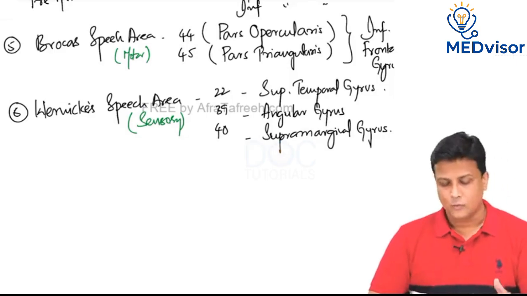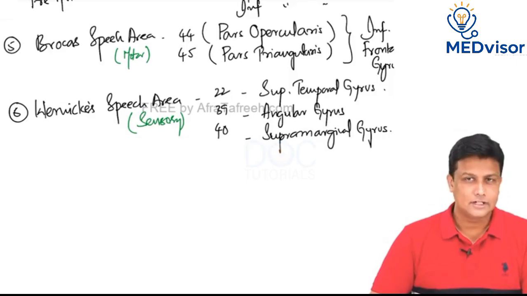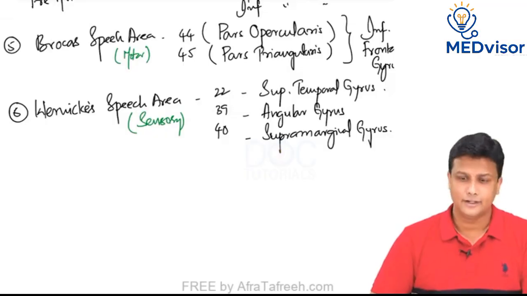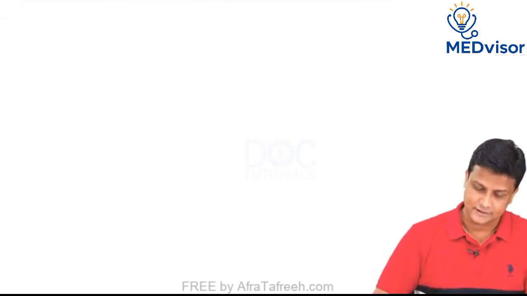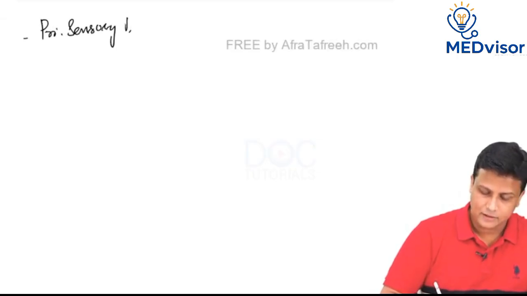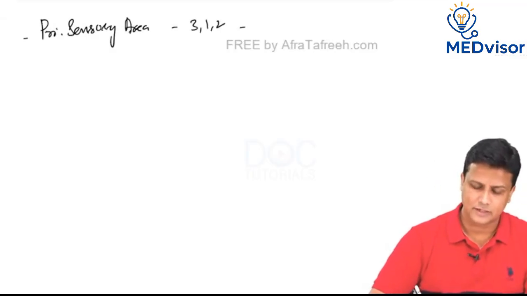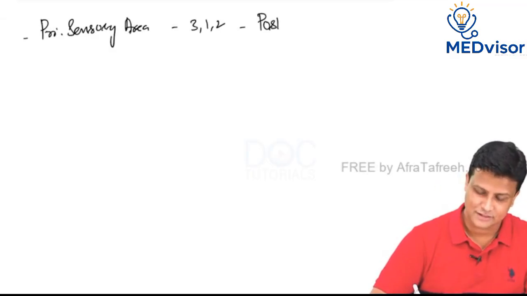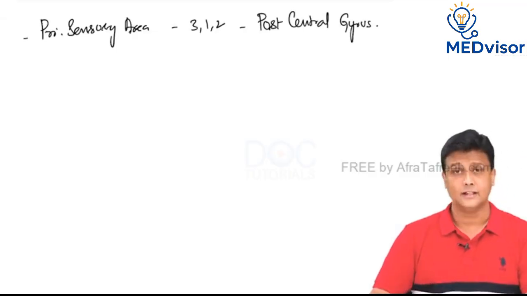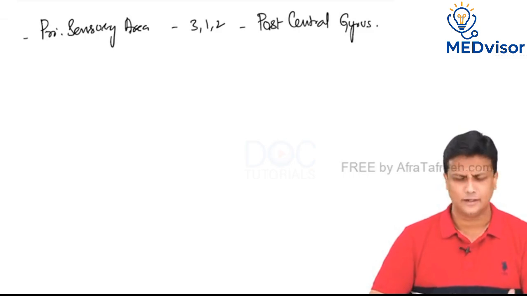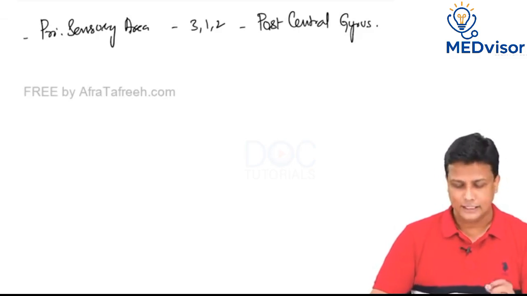Now, once we are done with the auditory areas, the speech area, and even the motor areas, guys, let's go towards the sensory areas. In the sensory area, I told you there will be a primary sensory area, and the primary sensory area will be area number 3, 1, 2. It is located just behind the central sulcus in the post-central gyrus.